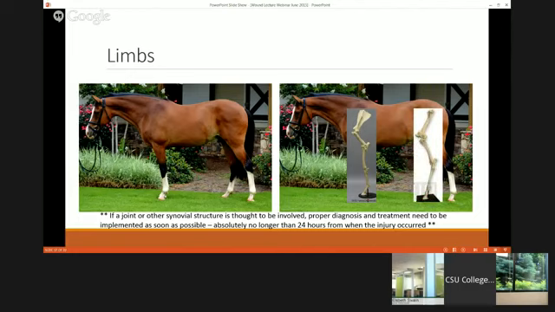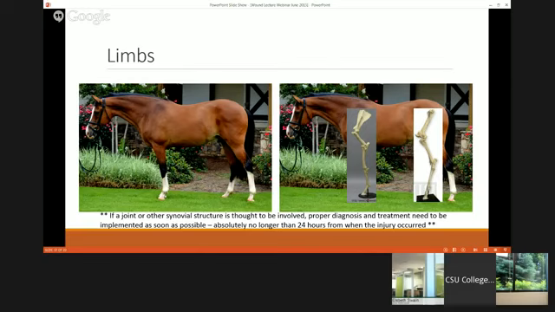And where the bones meet are the joints, and if we ever have a wound that goes into a joint or another synovial structure, which might be a tendon sheath or a bursa, these need very immediate veterinary care and need to be treated very aggressively as soon as possible.